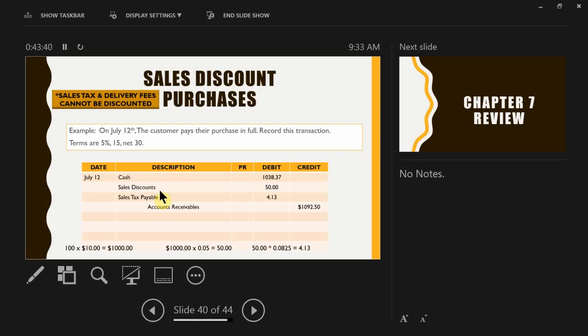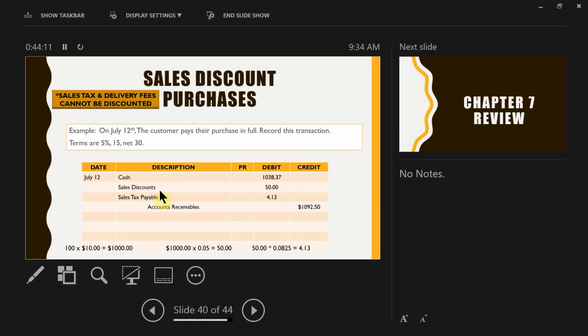Okay, 1038.37. It's the $1092.50 because that's what they originally owed me, right? So even if they didn't pay me within 15 days, that's how much they would have to pay me regardless. But in this case, they paid me within the discount period. So therefore, I have to grant them their 5% discount. So 1092.50 is what they originally owed me.